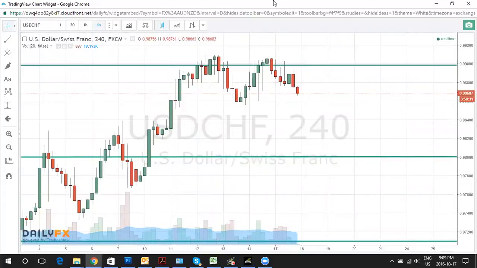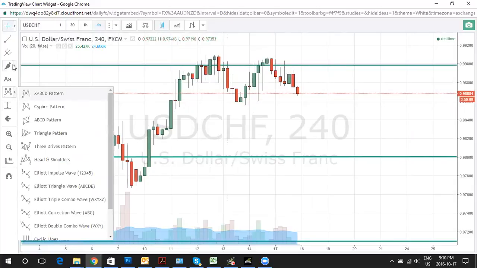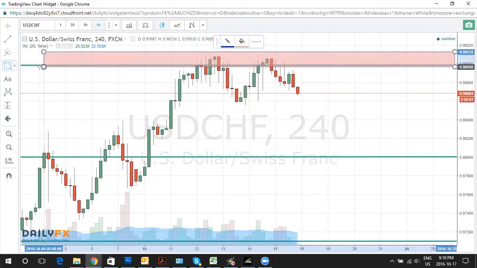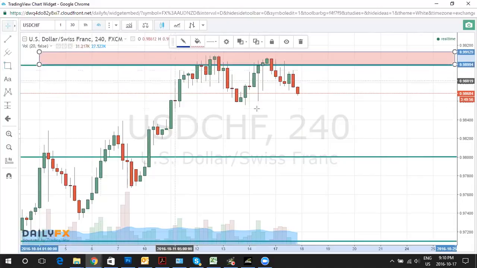One thing that I like to draw is zones, right? So as you can see, this was a resistance zone, right? Most of the candles respected this resistance zone. And then there were some candles which broke out of this zone, right? I call this a rejection zone. So what I like to do over here is draw a rectangle. I'm going to draw a rectangle for this rejection zone, and one over here. There we go. Right, so this is our rejection zone.